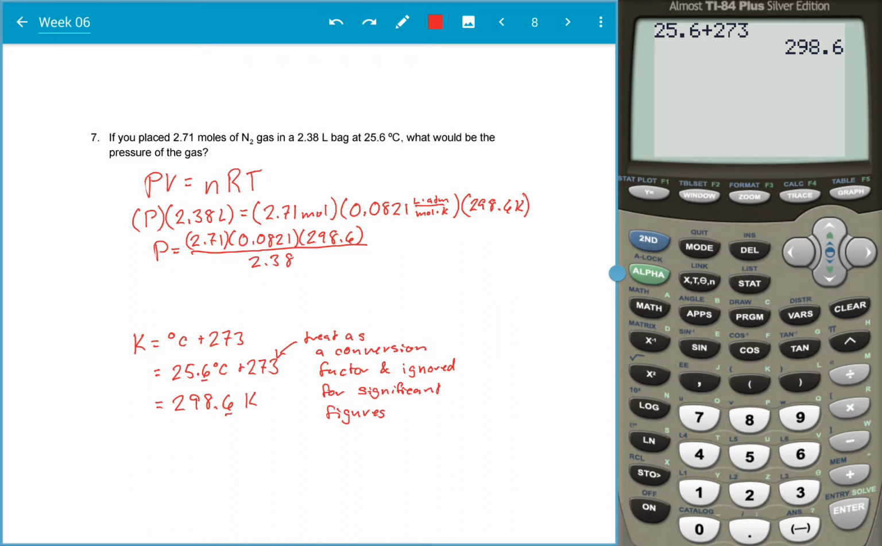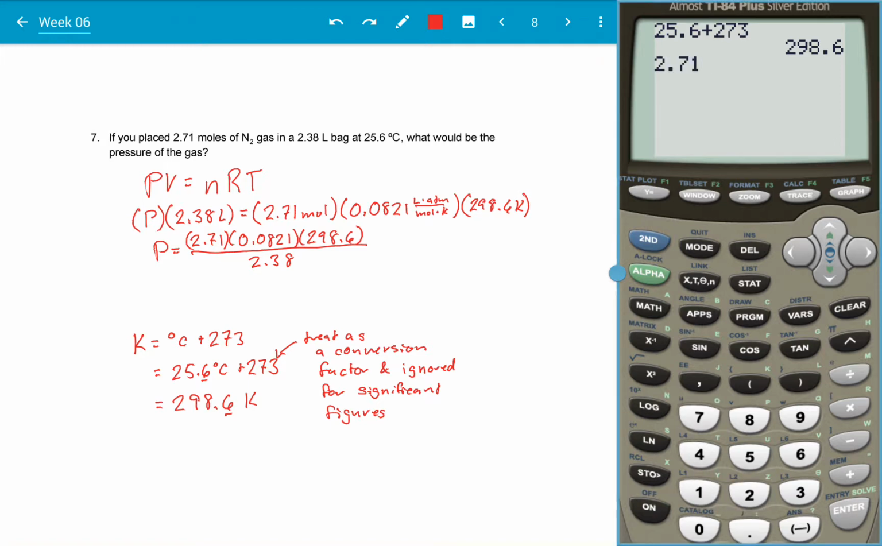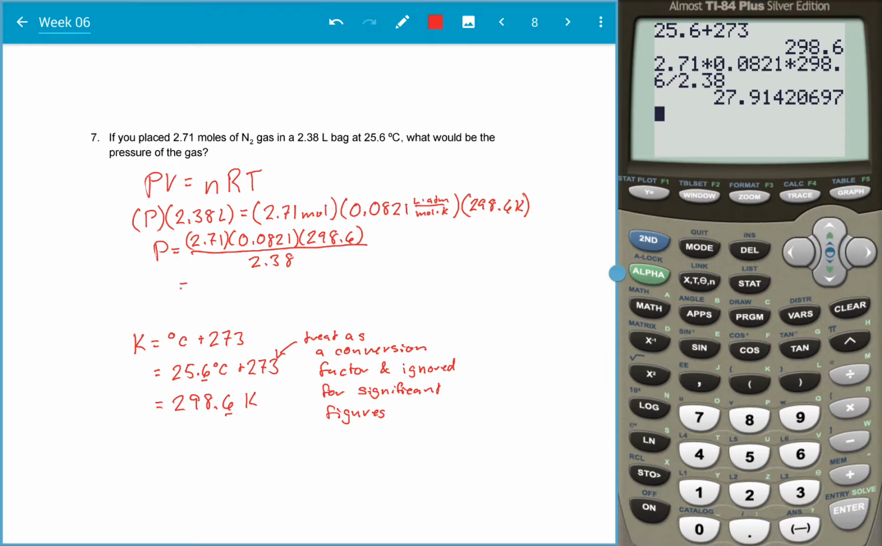Now, we can go through and do some calculations. 2.71 times 0.0821 times 298.6 divided by 2.38 gives me a pressure of 27.9 atmospheres.